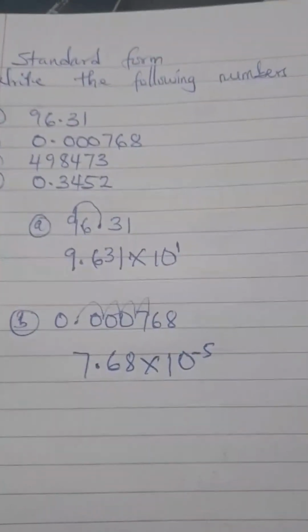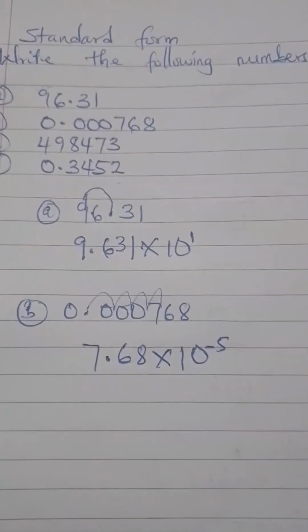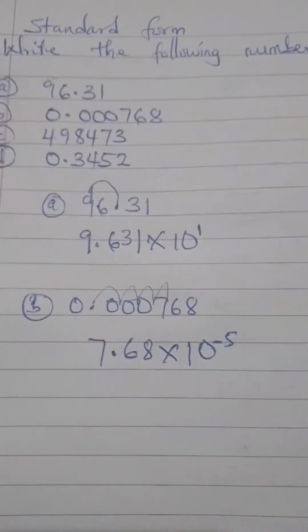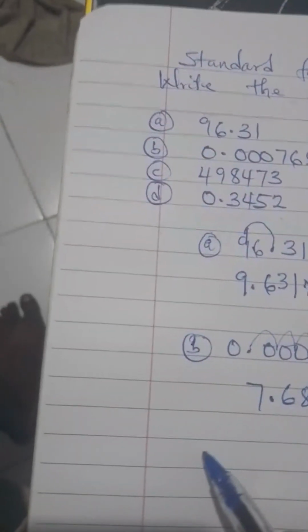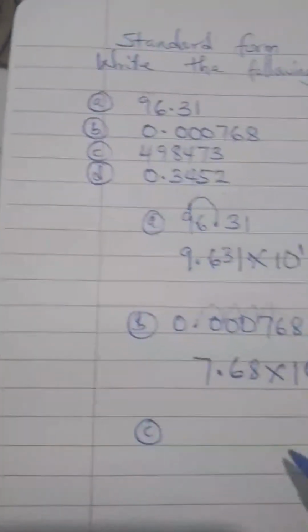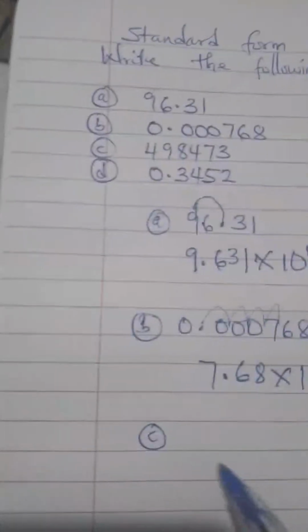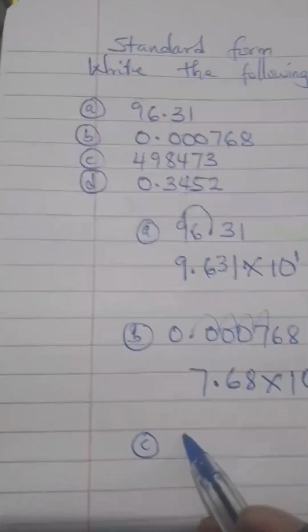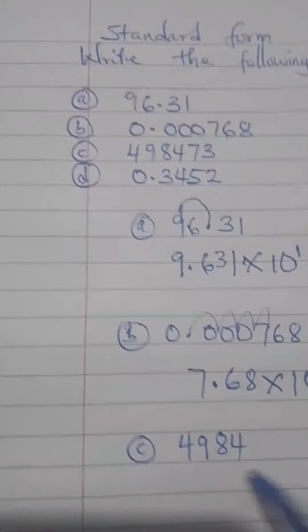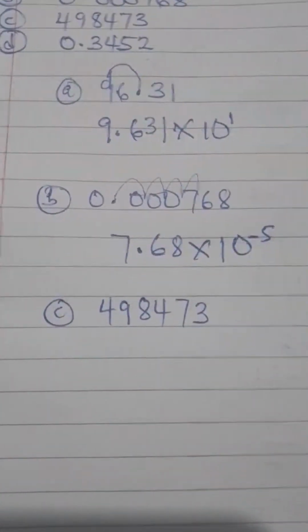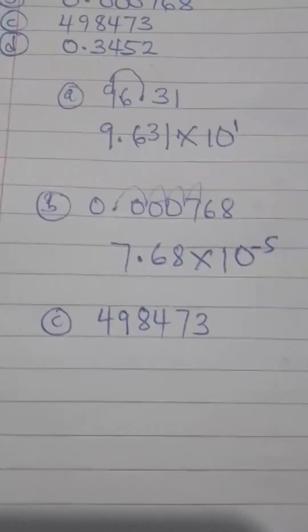If you don't take care, you forget it. So that's a standard form for the B. So C, with the C also we have 498473 in standard form. Can you try that one?